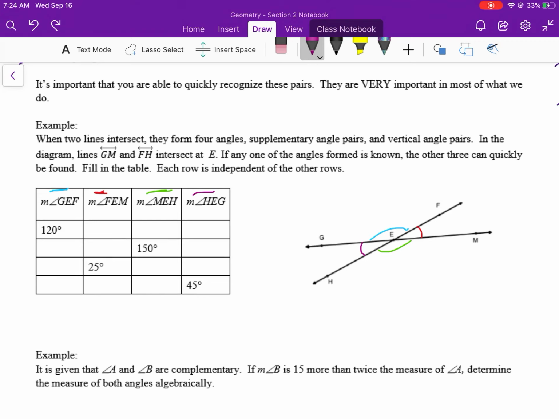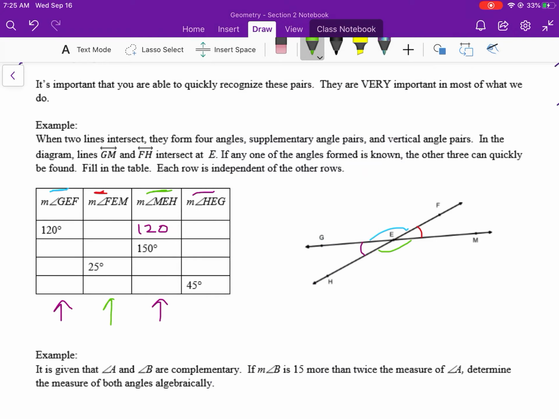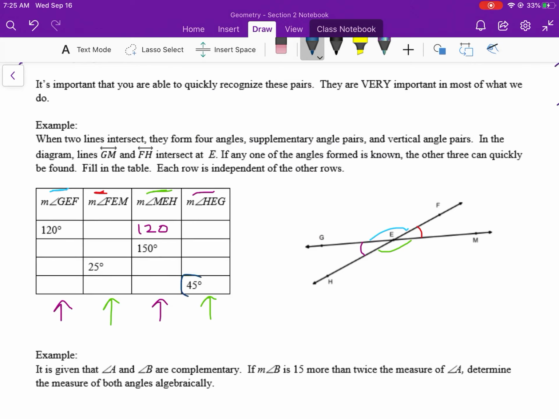So the first thing I would do is if GEF over here in the table is 120, I'm going to mark the green one, MEH, as 120 because I know that those two are equal because those are vertical. Okay, so these two columns have to be equal all the way down because those two are vertical. And similarly, green, these two columns have to be equal all the way down because those are vertical angles. So I'm going to go ahead and write those in because I already know that those have to be true. So if this angle is 45, I know that this one here has to be 45. If this one is 25, I know that this one has to be 25. And I already did the 120, so 150 would have to go over here on the left.